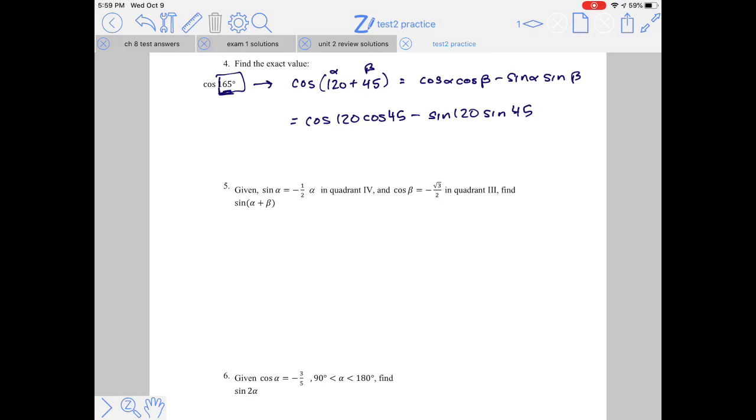Okay, what is cosine 120? Okay, cosine 45. Sine of 120. And sine of 45 is root 2 over 2. Okay, and from here on out, yeah, you can use a calculator. It does say, and you've got to be careful and read the directions, it says find the exact value. So your calculator can help you in some regard.